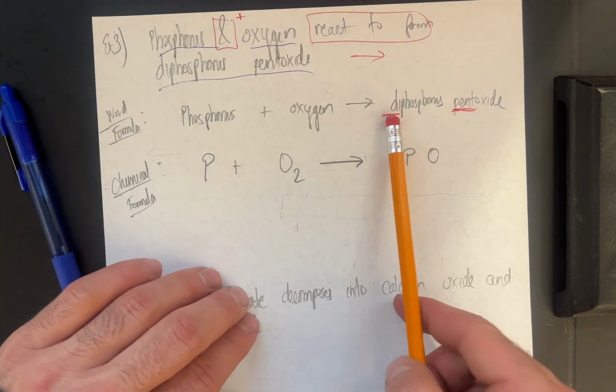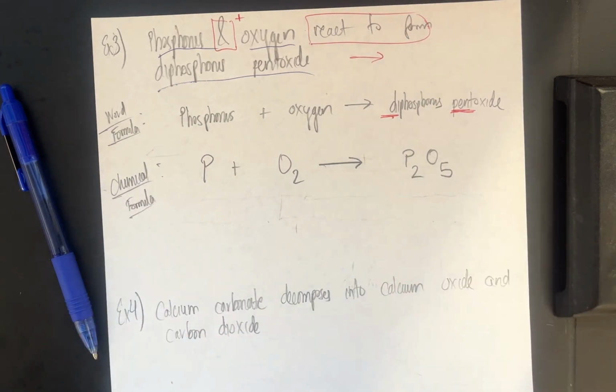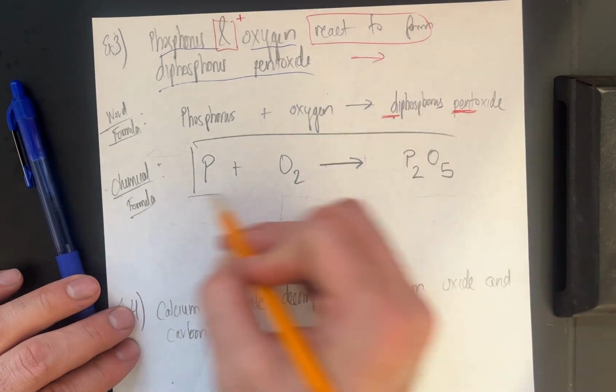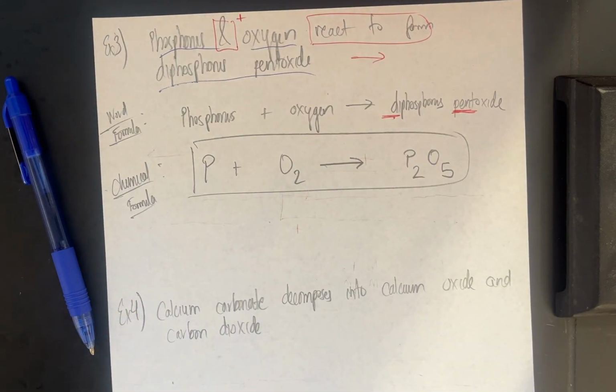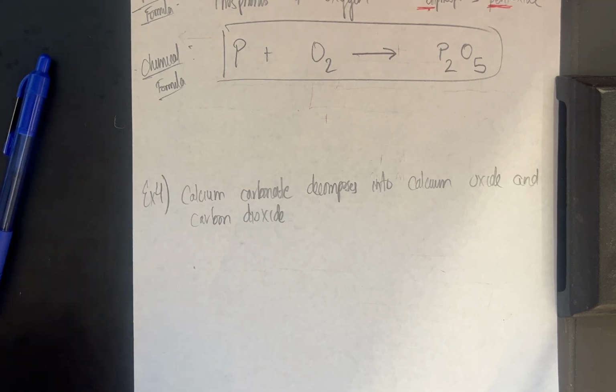And so here, di, remember, is 2, penta is 5, and so here is your formula. P plus O2 yields P2O5. Wonderful. And then lastly, let's do this one.